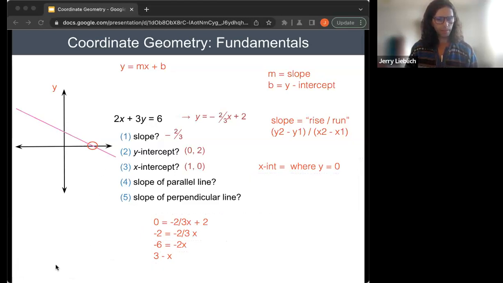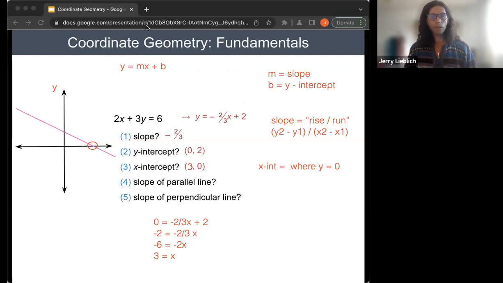Now, why am I getting something different here? Feel free to say on the chat if you see my mistake, let me know. I think this is incorrect. And I'm going to say, apologies that my slide is wrong, but that this should be 3, 0.